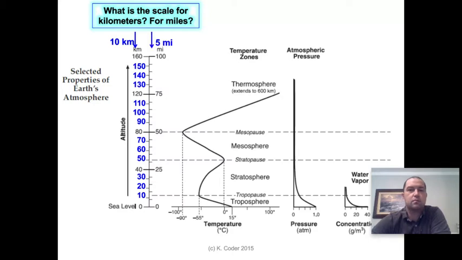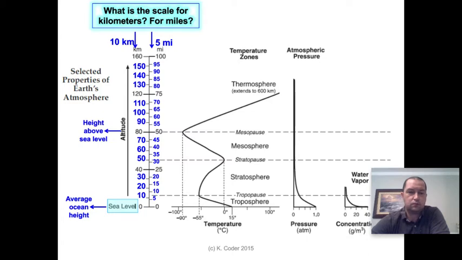Miles is done in 5-mile increments: 0, 5, 10, 15, 20. So when we get to 40 kilometers, it's close enough to be figured 25 miles. At the bottom here, we have where sea level is labeled. Altitude is just the height above sea level, going towards outer space as we go up from sea level.